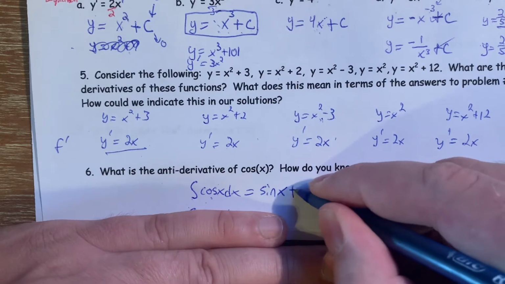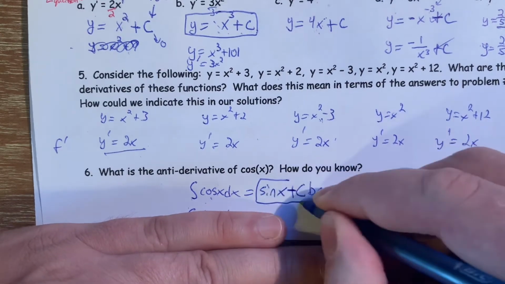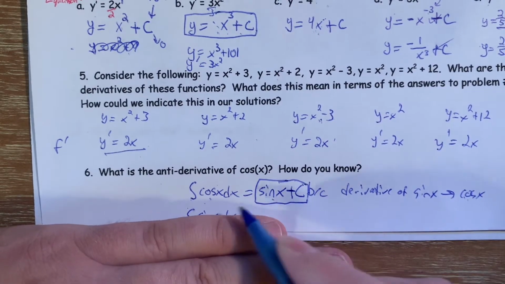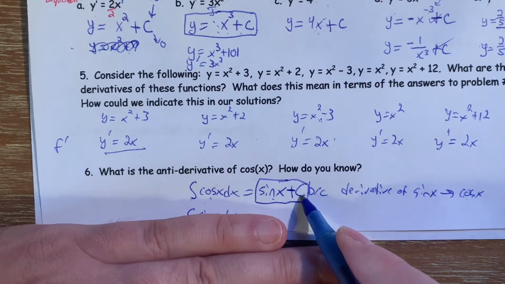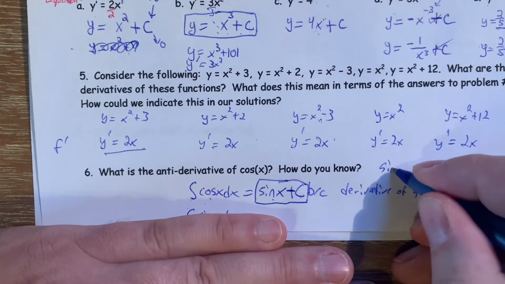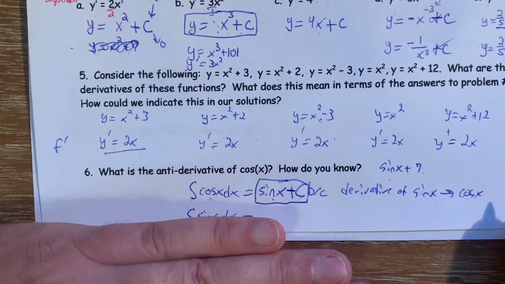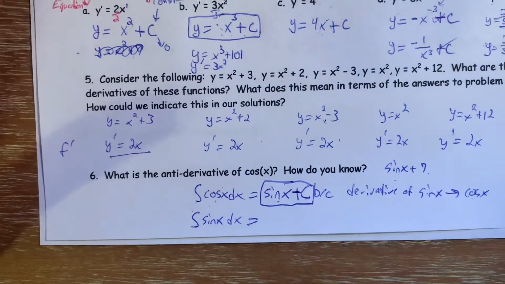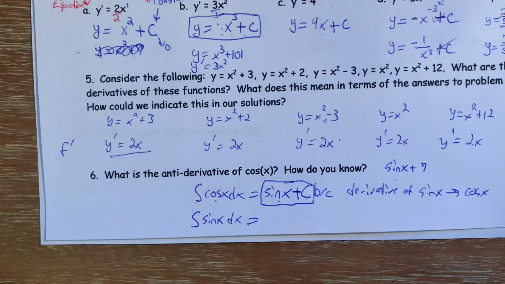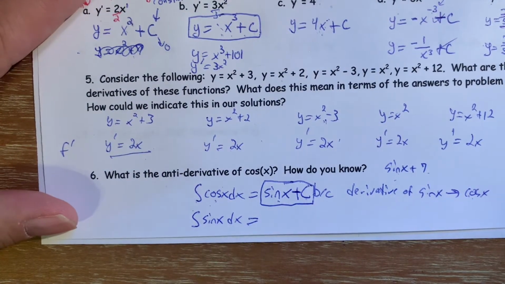This needs to be sine of x plus c, because the derivative of sine of x is cosine of x, and the derivative of any number is 0. And so it could be sine of x plus 7. The derivative of that will be cosine of x as well. So we always need that plus c.